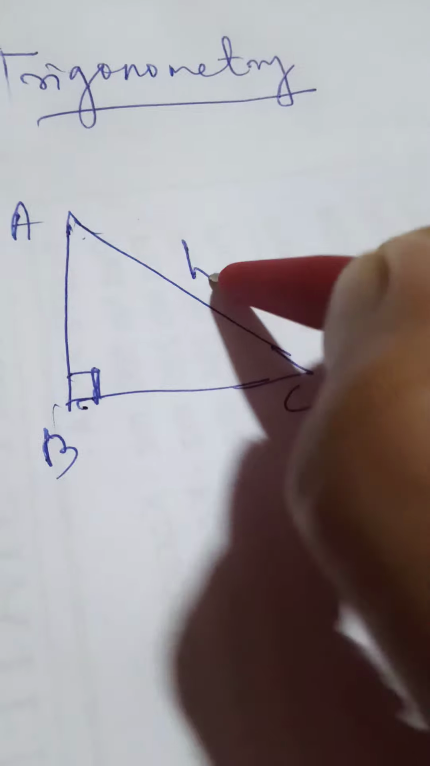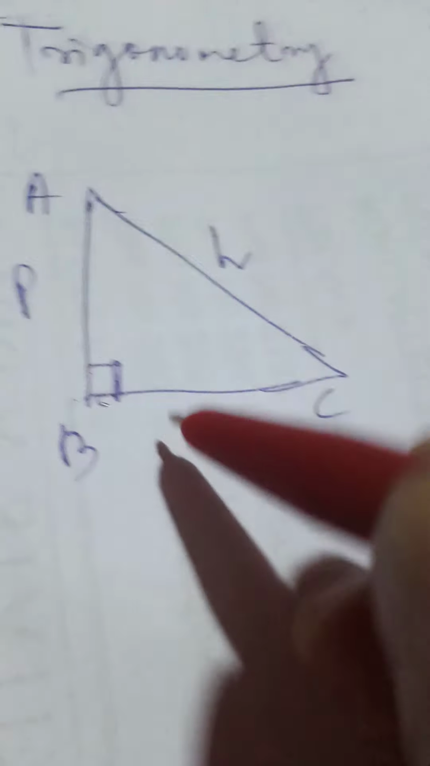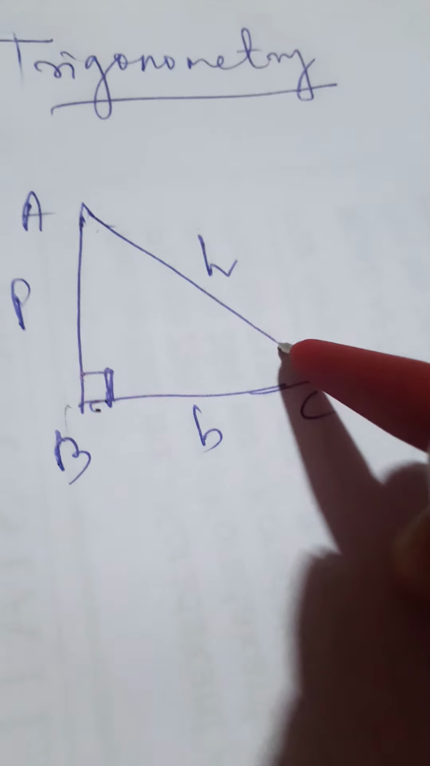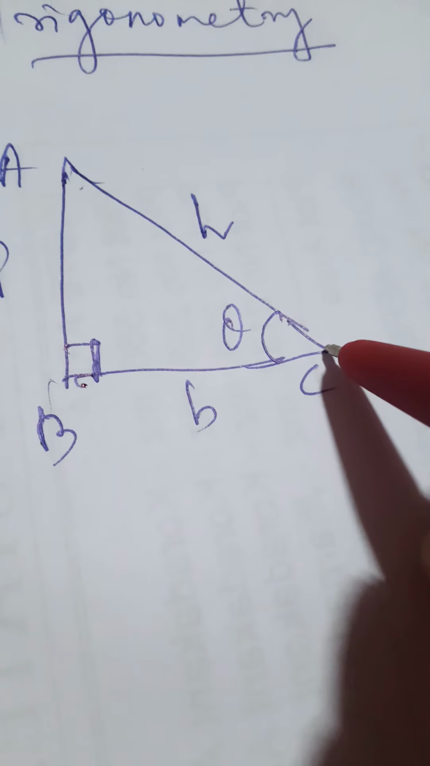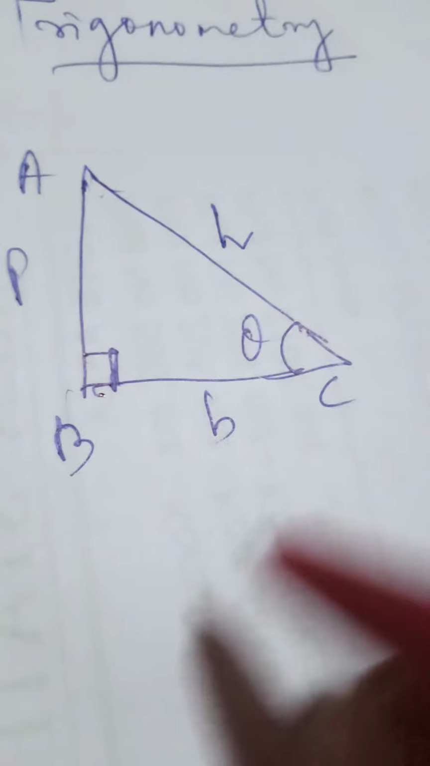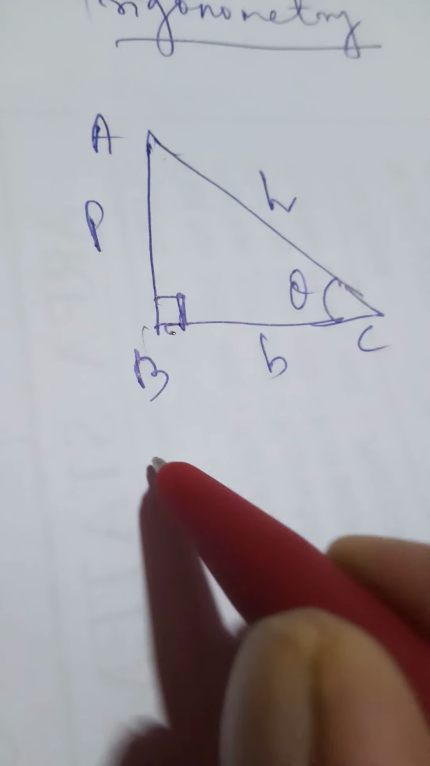This is the hypotenuse of the triangle, this is the perpendicular, this is the base of the triangle. Let the angle at C be called theta. Now, 6 ratios we are going to learn about.